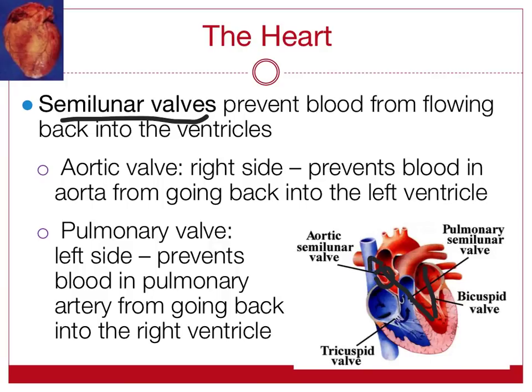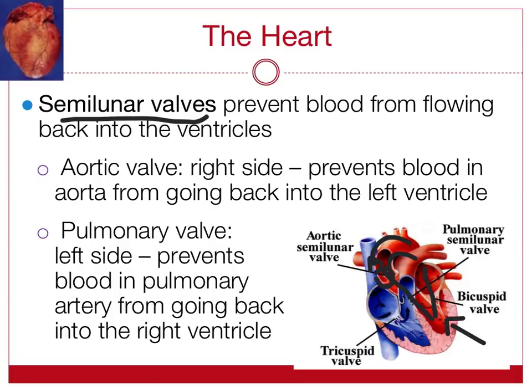So this aortic semilunar valve is preventing blood from going backwards into the ventricle once it's left. It's called the aortic semilunar valve because this portion of the heart right here is called the aorta. So it's named for where the blood is flowing. So to summarize, that valve is preventing blood flow between the left ventricle and the aorta.